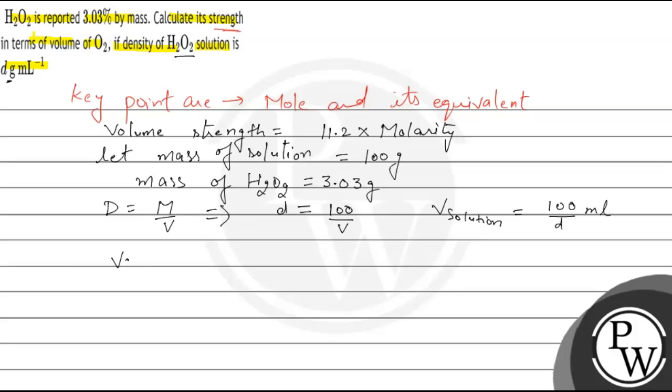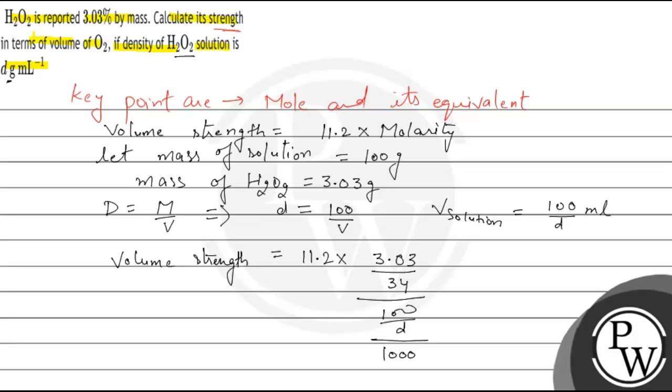Now we have to find volume strength, which is equal to 11.2 into 3.03 divided by, as molarity is equal to number of moles. So number of moles is mass given divided by molar mass, which is equal to 34 divided by volume. So volume is equal to 100 by D. As this is in ml, so we will write here divided by 1000.